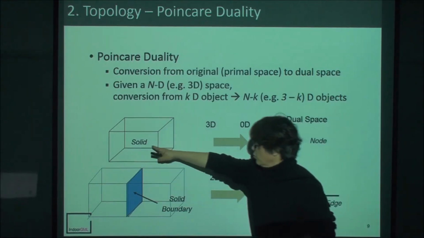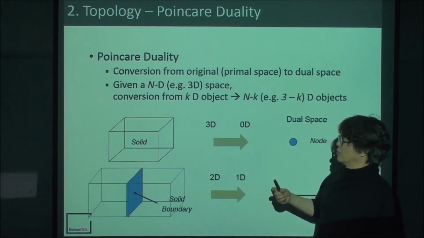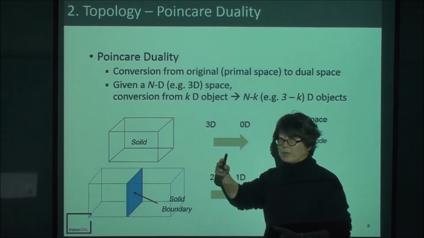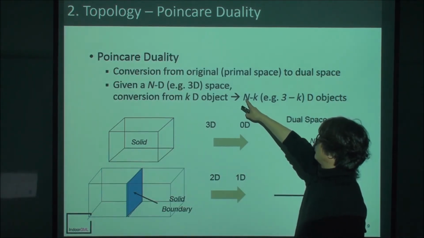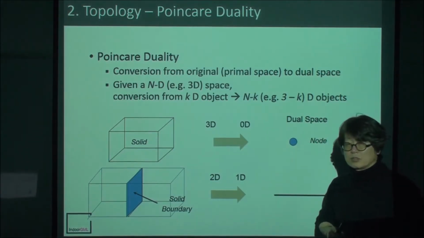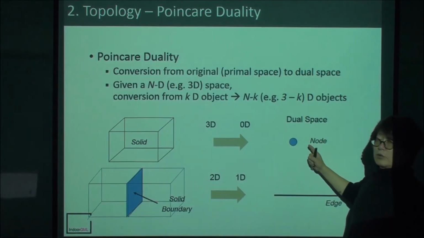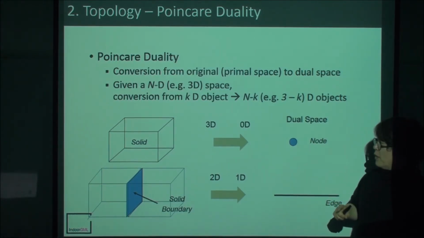So a solid is a three-dimensional object in three-dimensional space. So n is 3 and k is 3. So it is mapped to a zero-dimensional object in dual space, or the graph space. So it is a node.